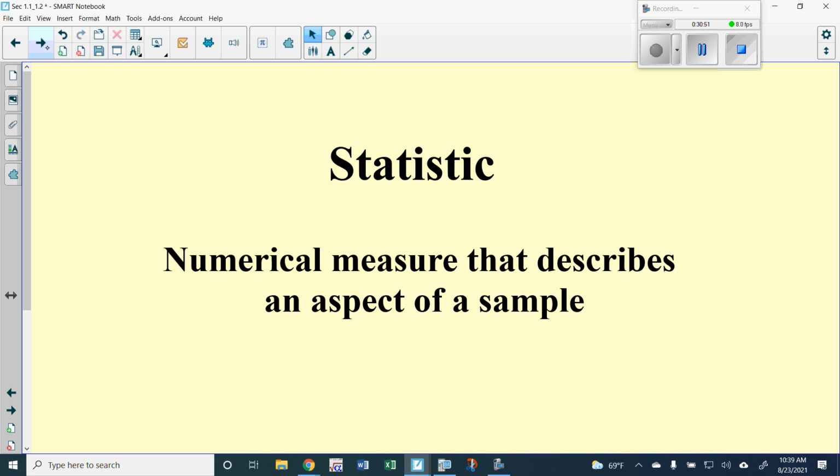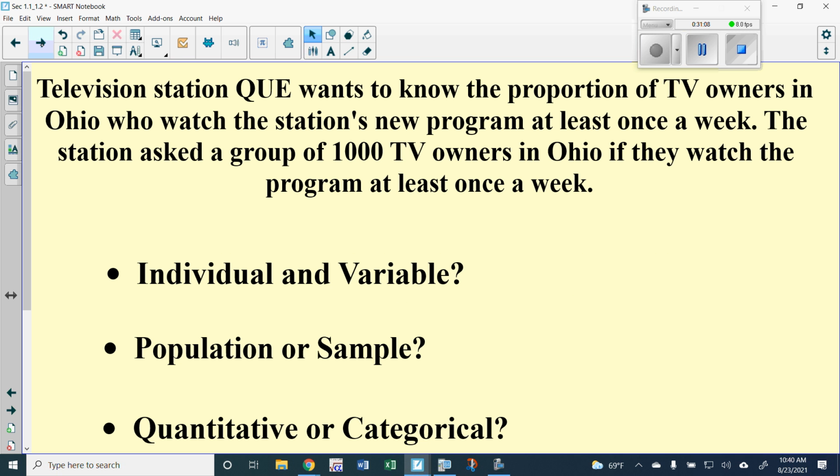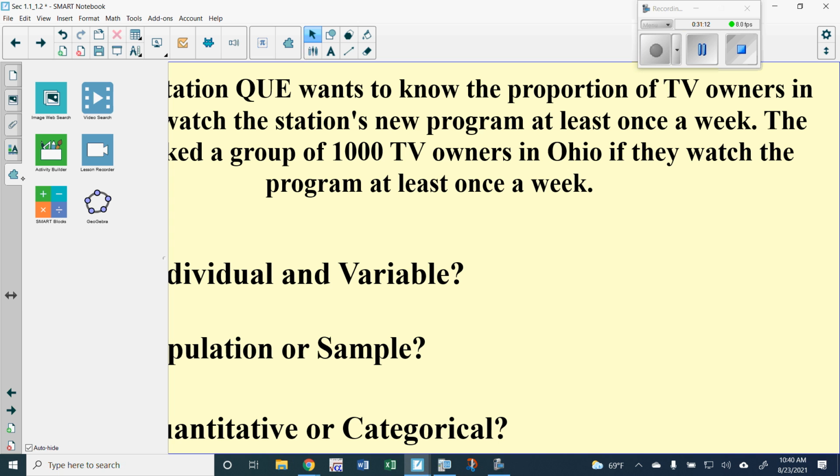So, what are the individuals? Who are the people being surveyed or measured? TV owners, okay? What's the variable? What are they measuring? If they watch the program once a week. Is that a population or a sample? It's a sample, it's not everybody.